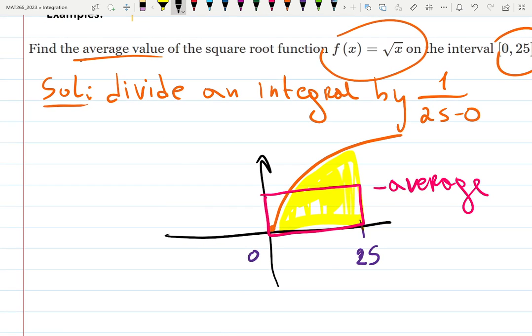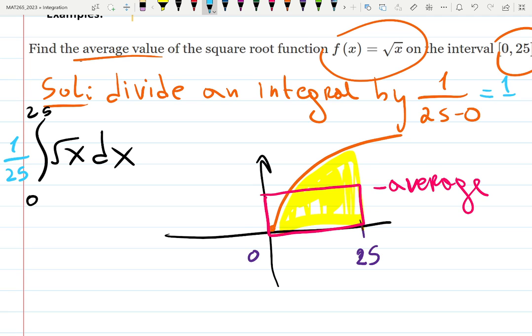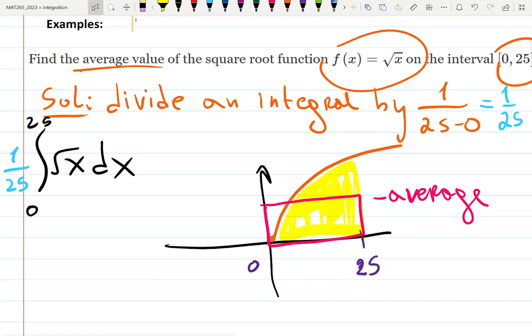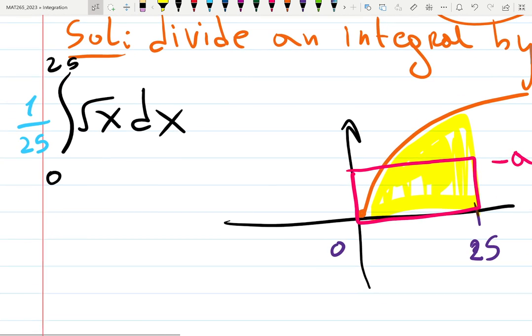But the solution is the same. You find the integral of the square root of x. Don't forget the dx. From 0 to 25. And then at the end, you just don't forget to divide by the length of the interval, 25 minus 0, which is 1 over 25. All this came from a formula. You do understand it, right? Integral divided by b minus a. Total number of exams: what's the average student grade? Total over the number of grades. You sum up, divide. That's the idea. So it's sum and divide.